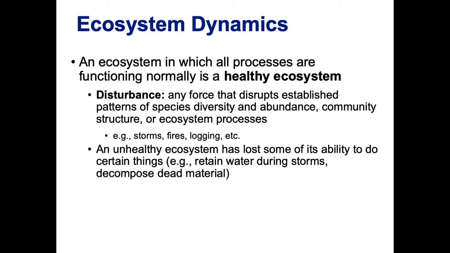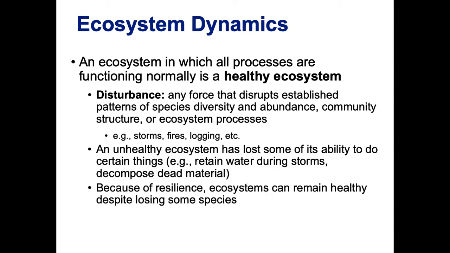In a healthy ecosystem, when a disturbance occurs, the ecosystem is able to recover after the disturbance takes place. In an unhealthy ecosystem, it loses its ability to function in some ways. It might not retain as much water during storms. It might not decompose materials as well. And it has a harder time returning back to normal after a disturbance occurs.